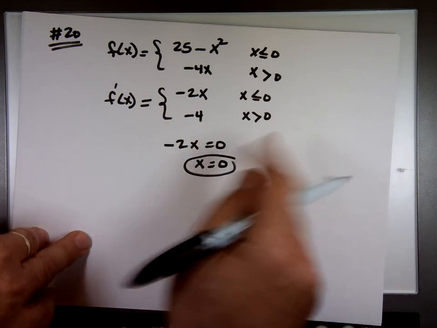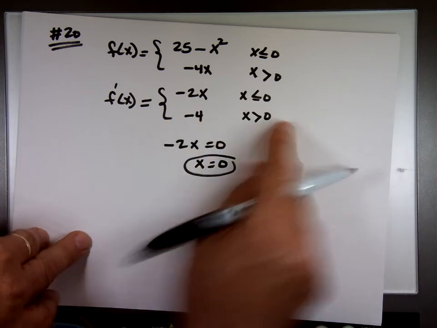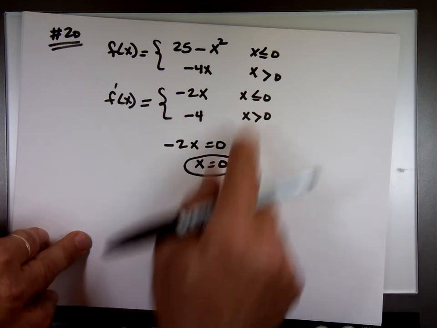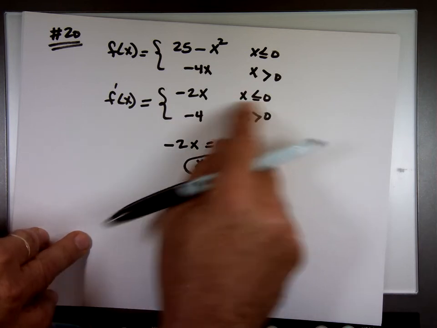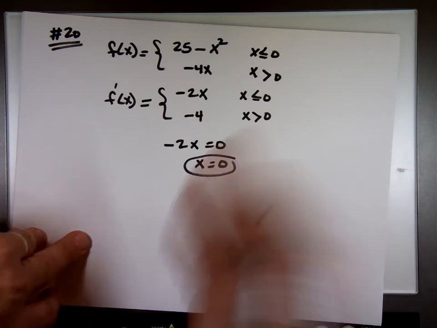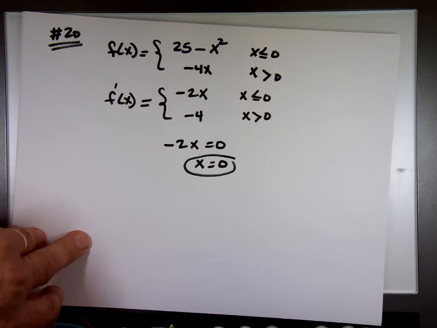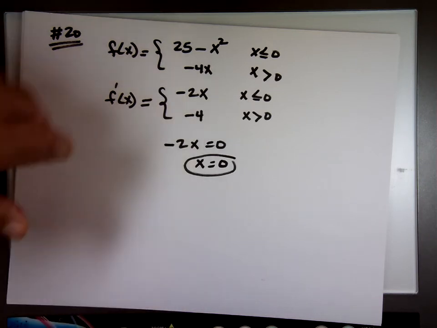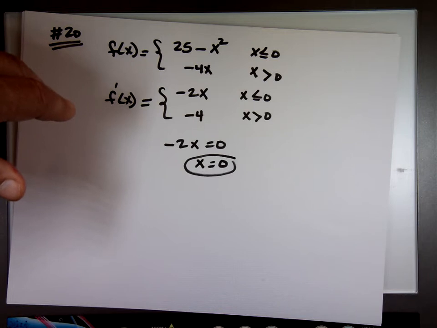We can't use this. And even if you set this one to 0, it says there's no solution, but you have to use that one. X equals 0. I have to use that one. This is for 0 and less. I got to use the top equation. So that's the only critical value. Undefined, there is no undefined there. So the critical numbers are 0. That's the first question.